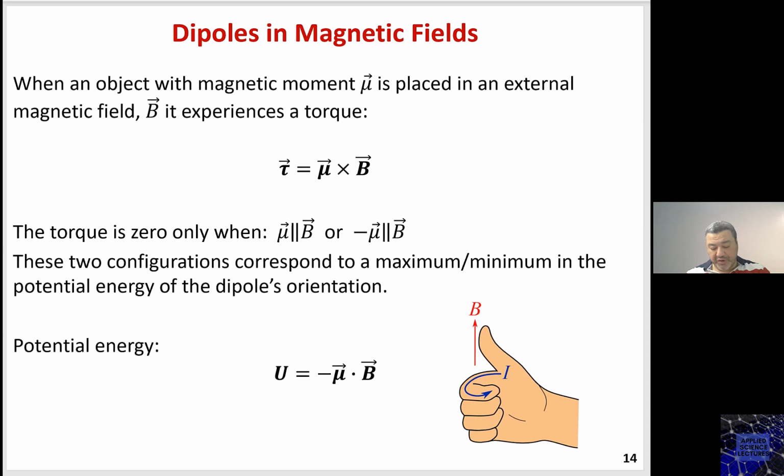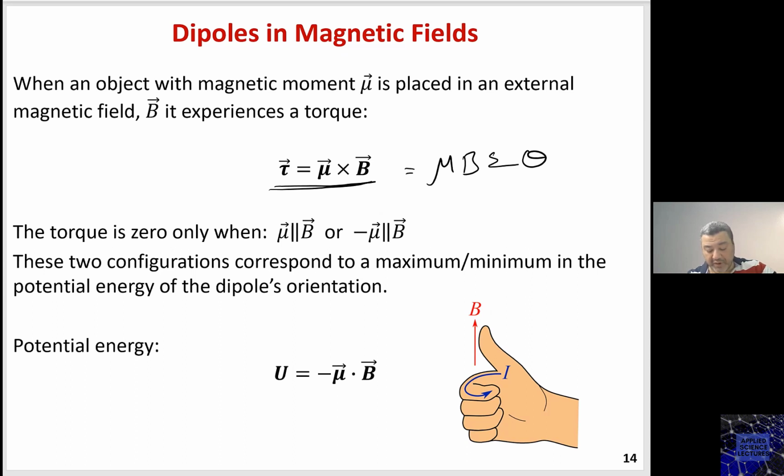So the torque equals the magnetic dipole moment cross the magnetic field. And we have seen that the torque would be zero based on the sine. So this equals mu B sine theta, where theta is the angle between the magnetic dipole moment and the magnetic field. We have two cases where theta is zero.